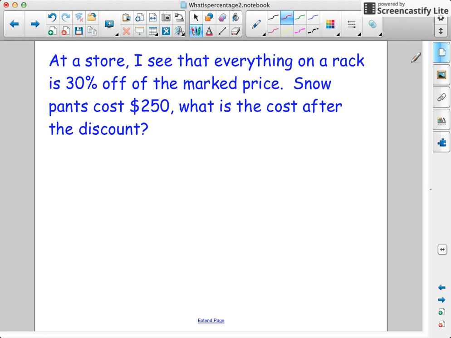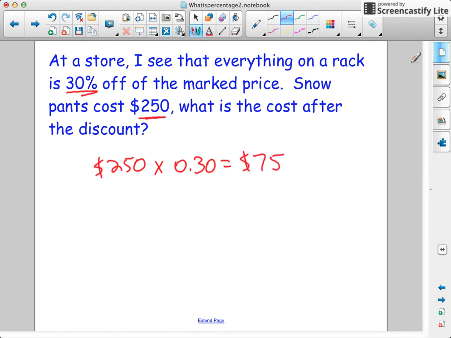Let's say I'm at the store. I see that everything on a rack is 30% off the marked price. Snow pants cost $250. What's the cost after the discount? So discount means you're getting money off. So first we have to find out what 30% of the total of $250 is. So I go $250 times my percentage as a decimal would be 0.30 or just 0.3. So 250 times 0.3 gives me $75.